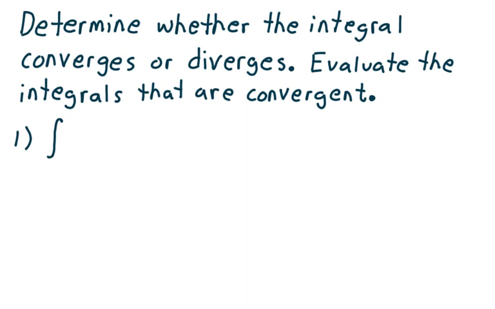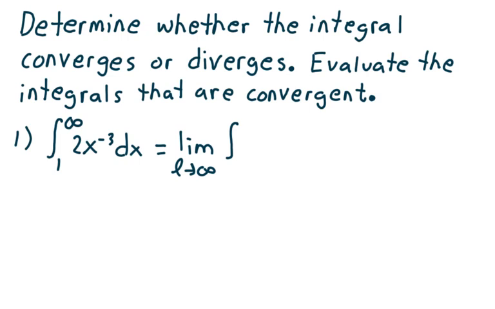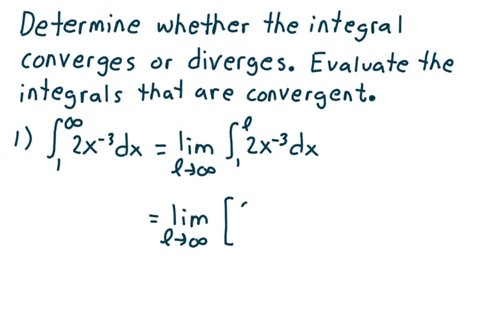Suppose we had the integral from 1 to infinity of 2x to the negative 3 dx. So this is the limit as L goes to infinity of the integral from 1 to L of 2x to the negative 3 dx. So this is equal to the limit as L goes to infinity of, I get 2x to the negative 2 divided by negative 2 evaluated from 1 up to L.